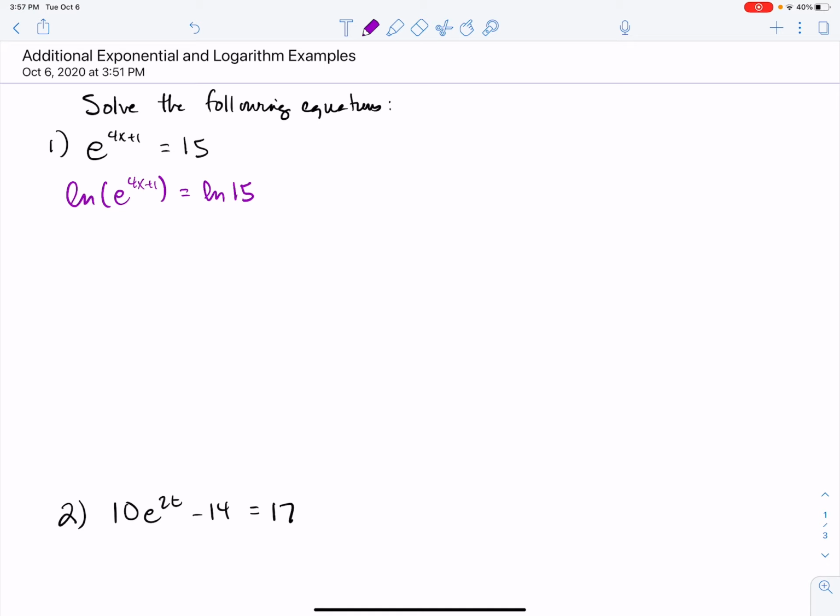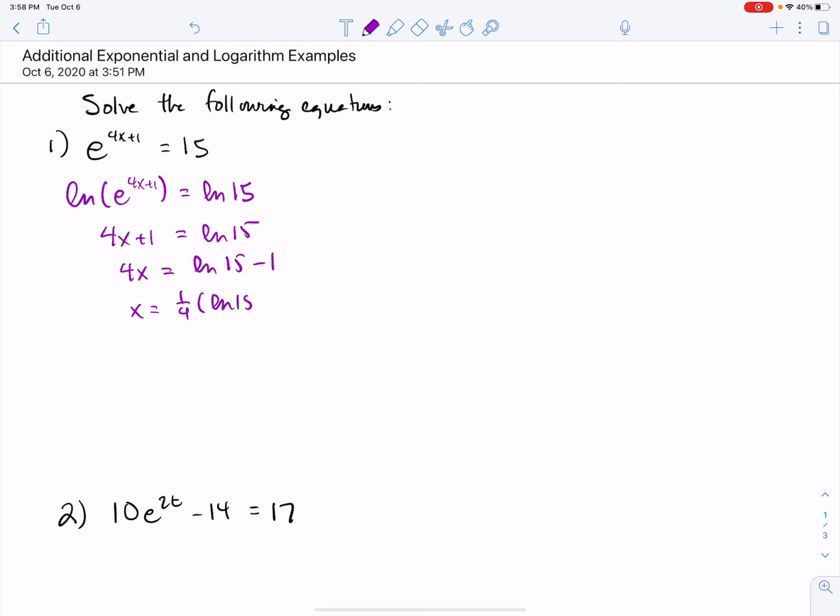And now we get to use our logarithm properties that the natural logarithm of e to some power is just that power. So remember that the natural logarithm of an expression is the exponent you would put on e in order to get that expression. And so to get e to the 4x plus 1, I would put an exponent of 4x plus 1 on e. So the natural logarithm of e to the 4x plus 1 is 4x plus 1. And so that's equal to the natural logarithm of 15. And then I can solve for x by subtracting 1 and then dividing by 4.